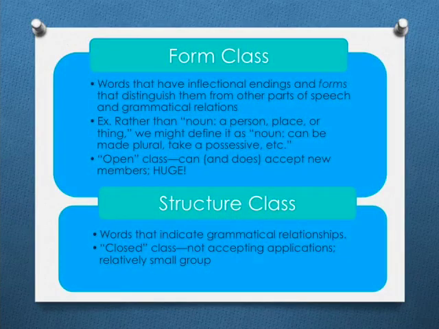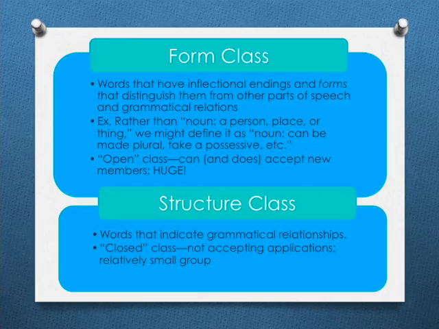The grammatical definition of a form class word would be words that have inflectional endings and forms that distinguish them from other parts of speech and grammatical relations. Now that's a lot of technical mumbo jumbo, so let's think about it instead in terms of a real life example. We would often define a noun as a person, place, or thing, but that's pretty broad. We might instead define it in terms of form class: a noun can be made plural, it can take a possessive, etc., etc.